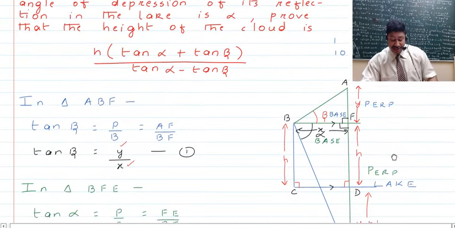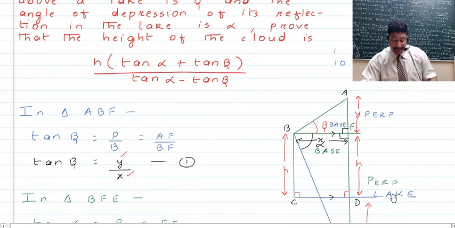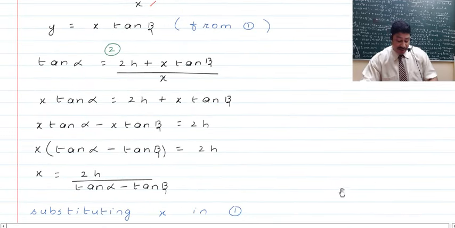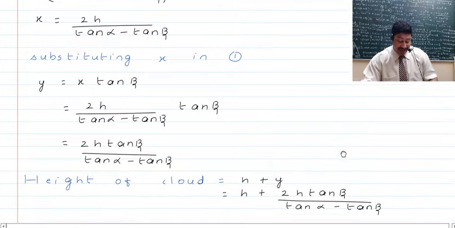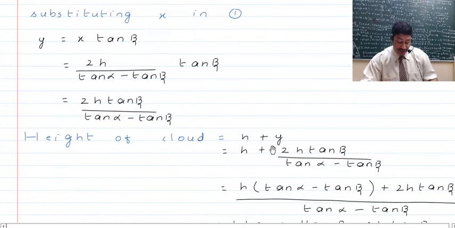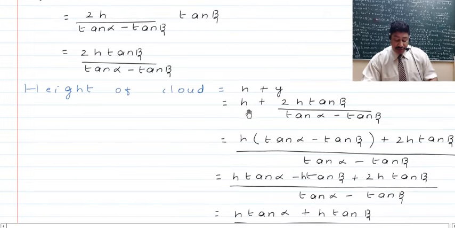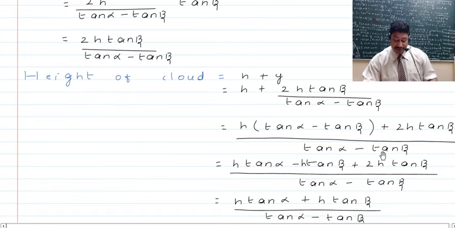above the lake, so that here is h plus y. So to this value of y that we've calculated, we've just got to add h to it. So we add h to it. So h plus this value of y, right, that is 2h tan beta upon tan alpha minus tan beta, is going to be the value which is going to be added. Now we take an LCM, so that will become h tan alpha minus h tan beta plus 2h tan beta, right?